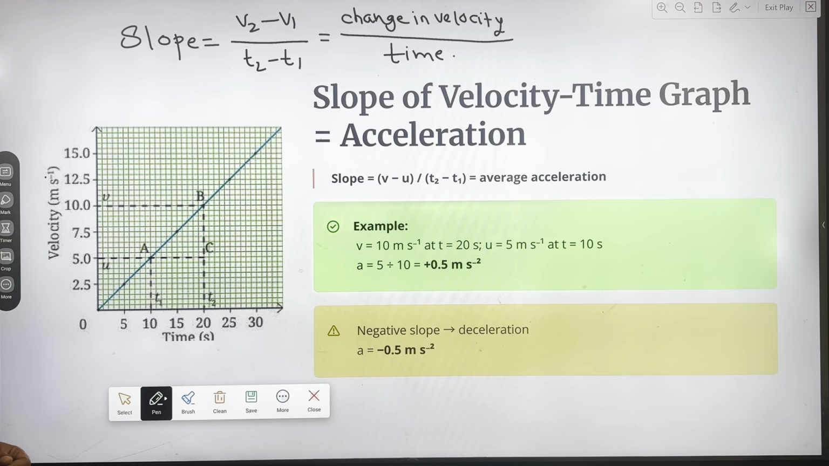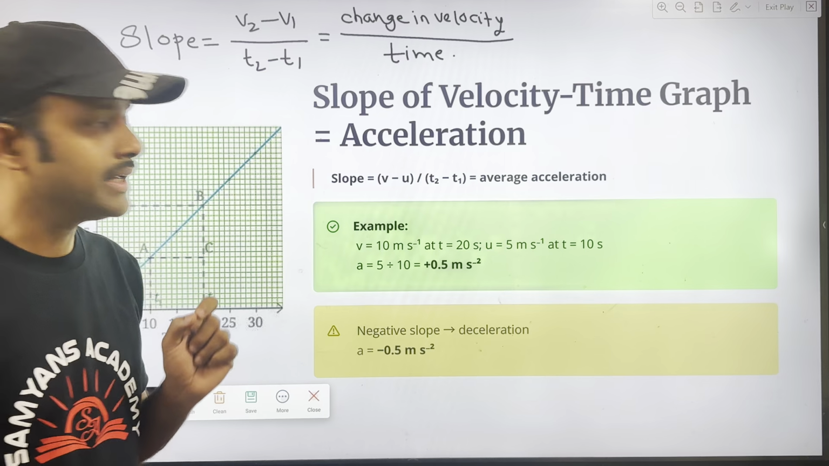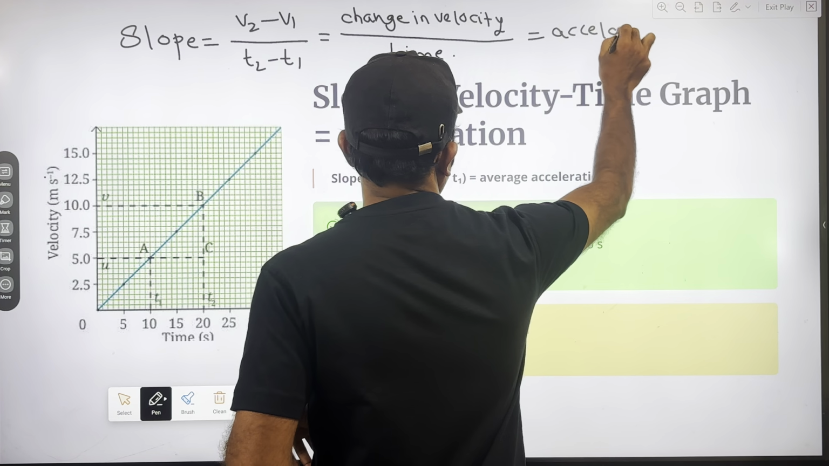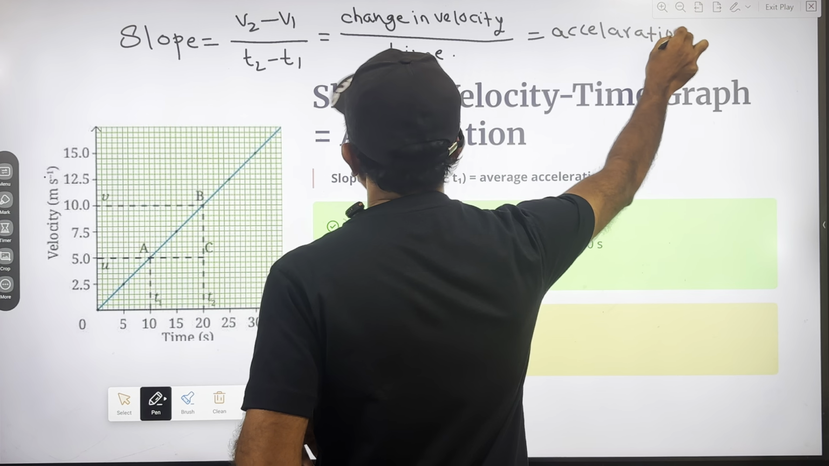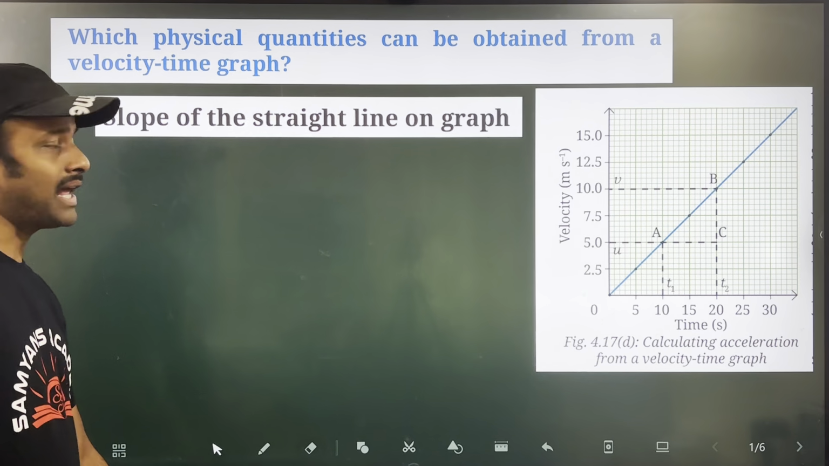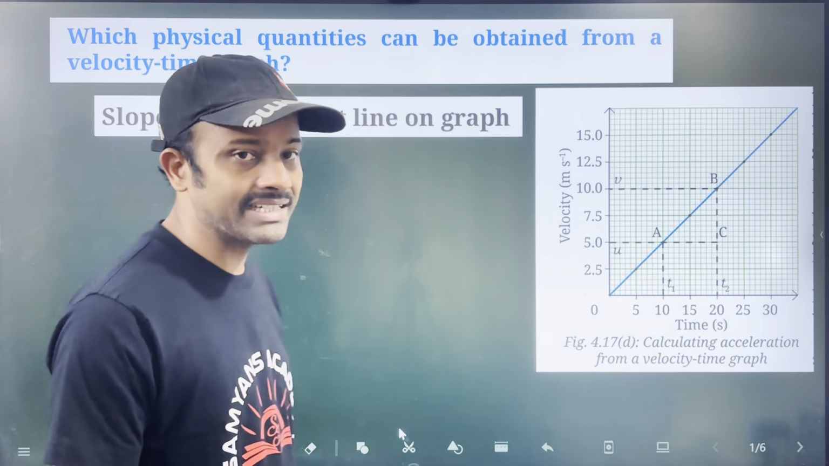Okay, so slope equal to change in velocity by time, what will it give? Yes, that is acceleration. Acceleration. Okay, next we have the physical quantities which can be obtained from a velocity time graph. What are the physical quantities we can obtain from the velocity time graph?